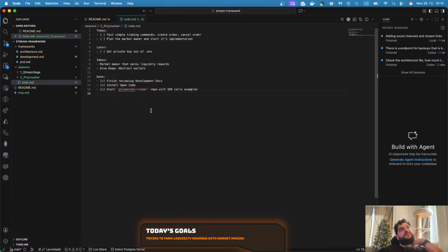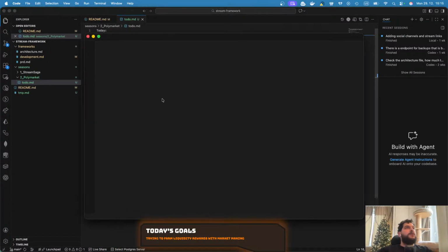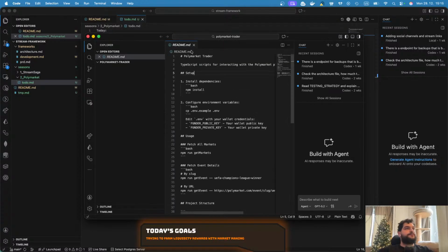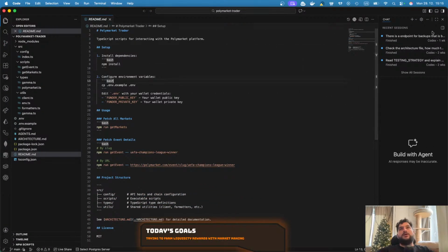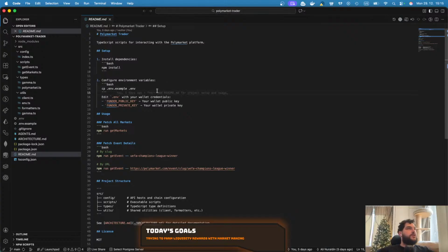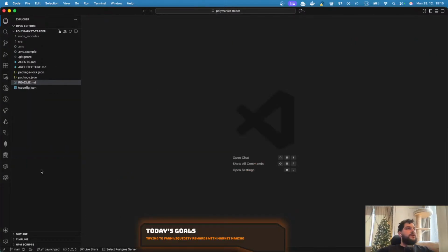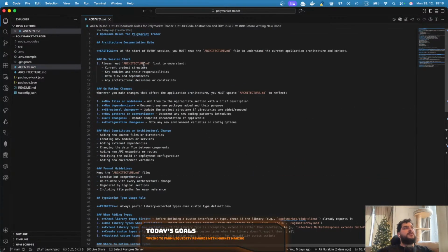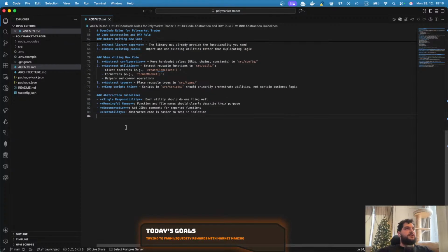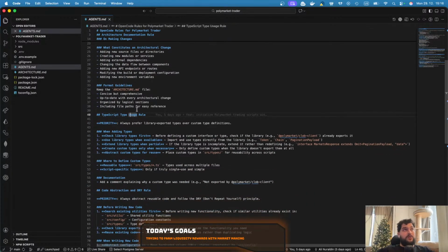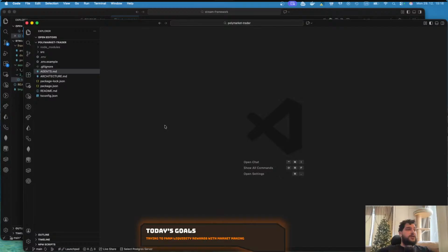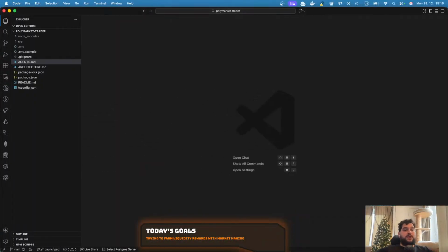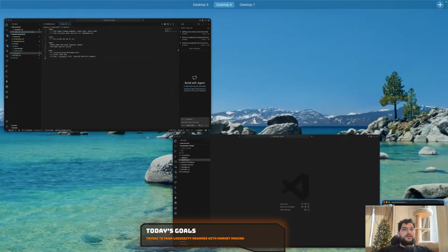So what we need, let's start planning that, I guess. Let's open our Polymarket trader repo. We are using Claude Code for coding, and we have this agent.md set up, so it already has some rules on how we should proceed with the coding, and so on and so on. So let me open a terminal.